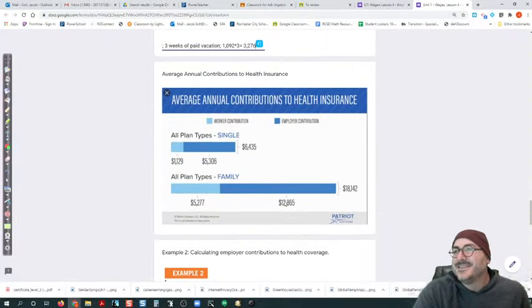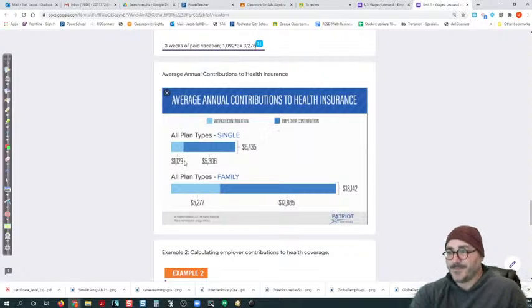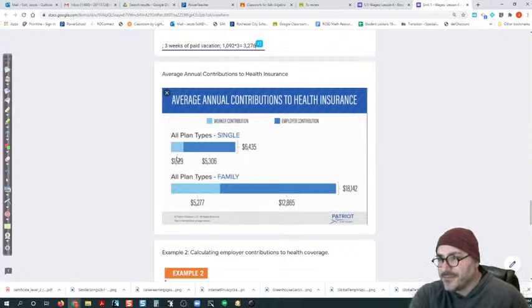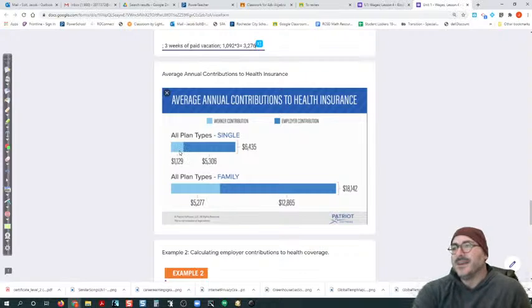All right. So graphic here, average annual contributions to health insurance. This gives you an idea of how much you're paying for health insurance versus how much your employer is paying for your health insurance. So in this case, this person is paying $1,129 per year. Is it per year, per month? Hopefully that's per year. Per year for their health insurance, while their employer is paying $5,000 of that health insurance.